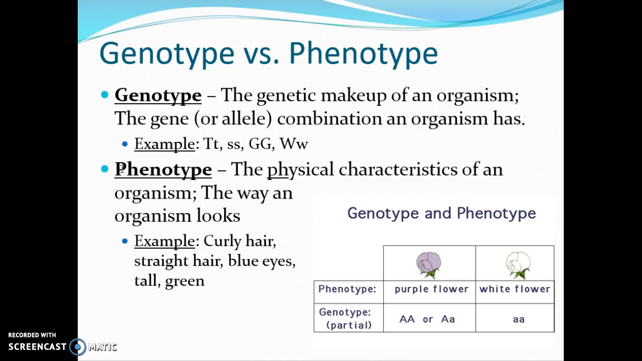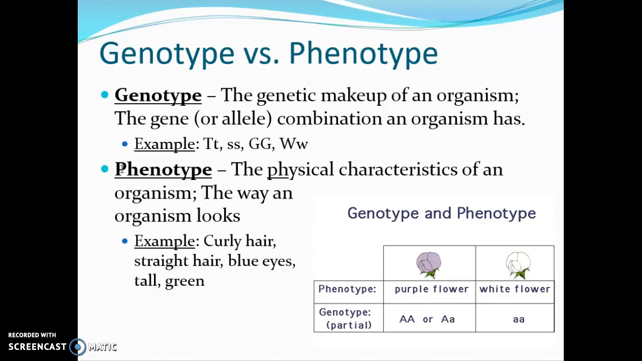Genotype versus phenotype. Genotype is the genetic makeup of an organism, so the allele combination that an organism has, and those alleles are shown by letters. An example of a genotype would be capital T, lowercase t, capital G, capital W, lowercase w, any letter combination. Capital letters are going to be the dominant and lowercase are going to be the recessive.